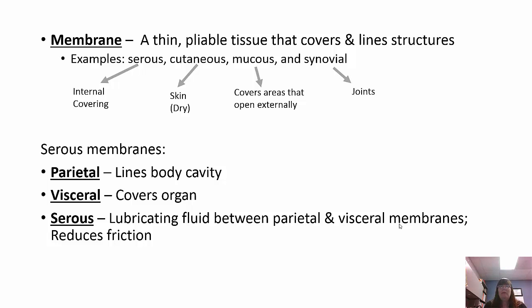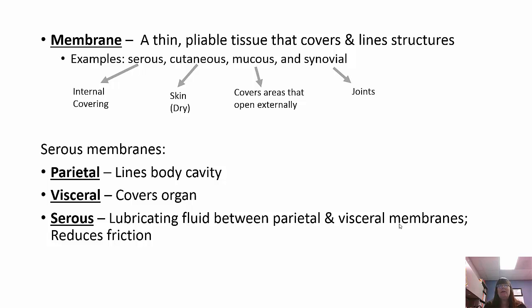So a membrane is a thin, pliable tissue that covers and lines structures. We have serous membranes, which are internal coverings, cutaneous membranes, which are actually dry membranes, so the skin, mucous membranes, which cover areas that open to the outside world, and then synovial membranes, which are your joints.